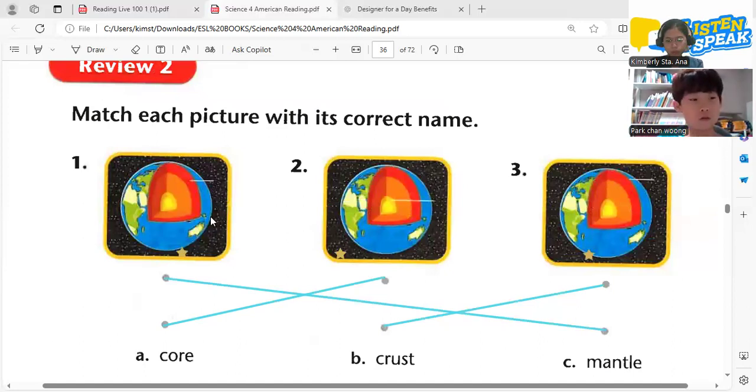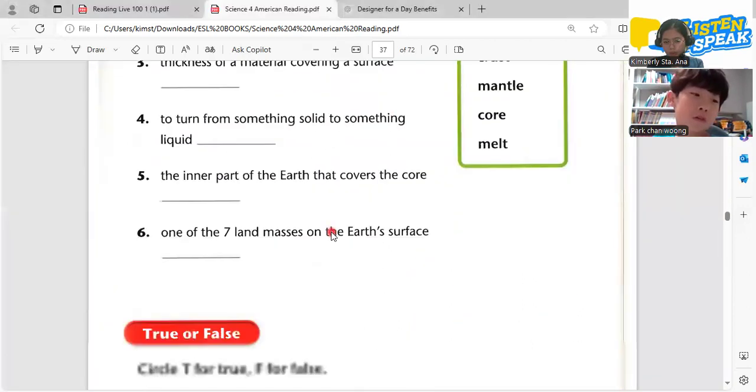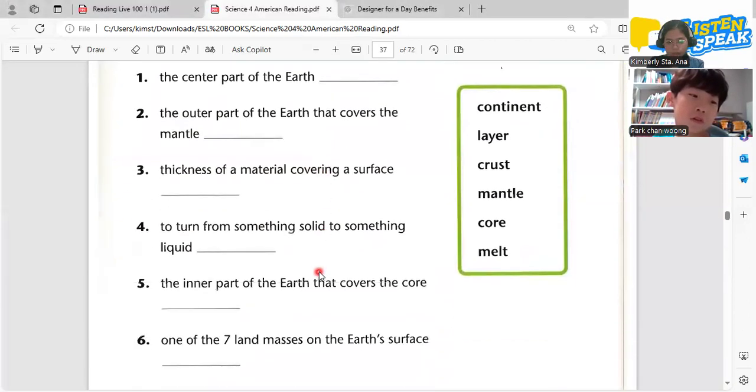Let's go down here. I think we have a story to read here. Oh, so we still have this one before we go to the story. Can you help me name what are these words for each number? The center part of the tree. Oh, the tree? Oh no, it's the earth. Where did you get the word tree? Okay, it's core.